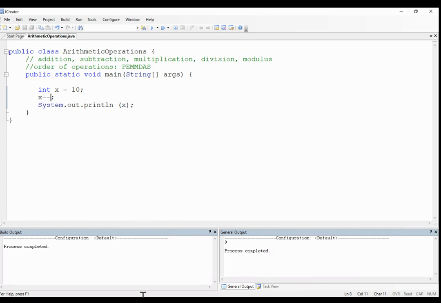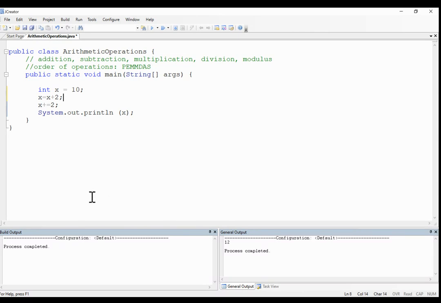I cannot use minus minus or plus plus. I need to use a different one. So I can put plus equal 2, for example. So x plus equal 2 means adding 2 to the value of 10. So now the value is 12. Basically this one is just shorthand for this: x equal x plus 2. These two expressions are exactly the same.